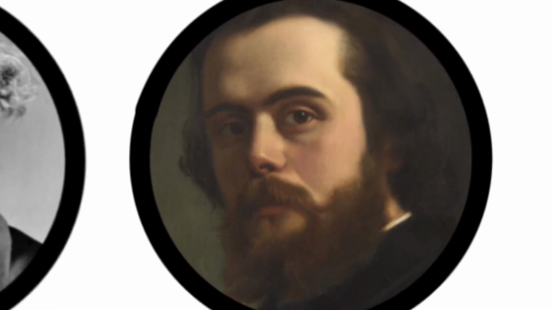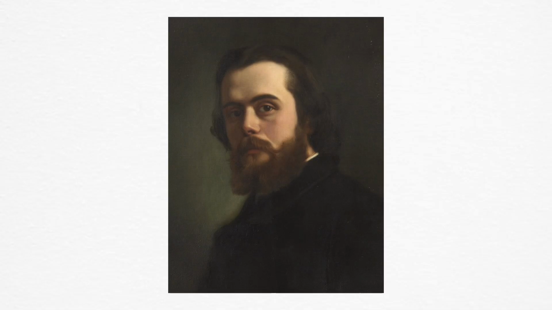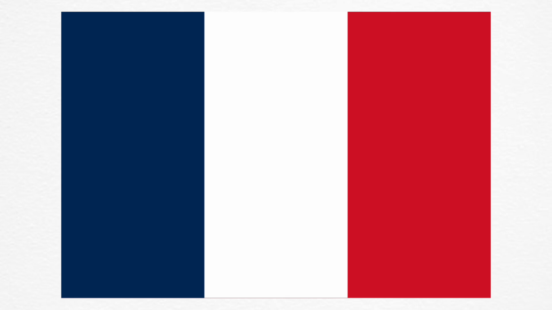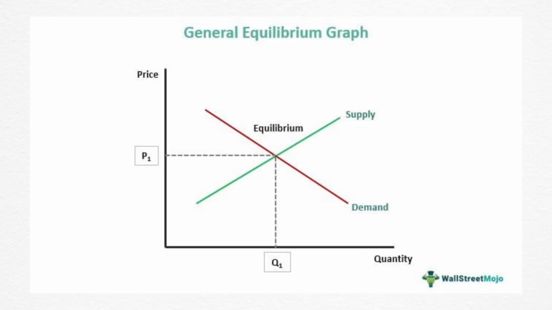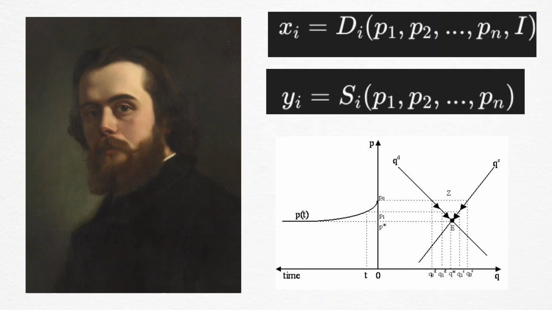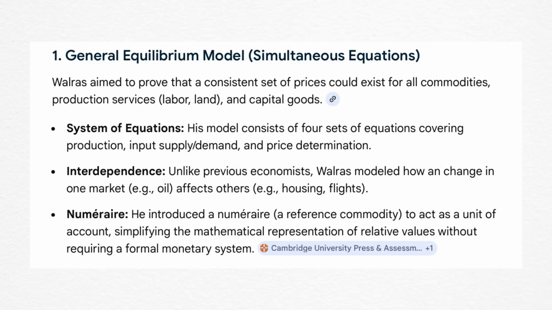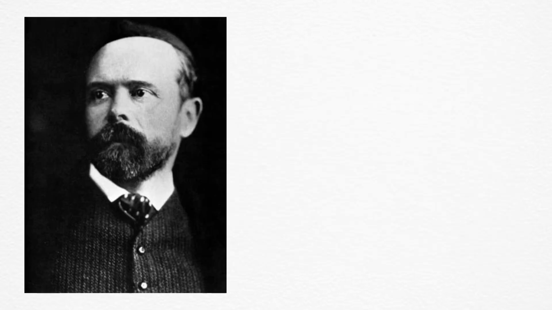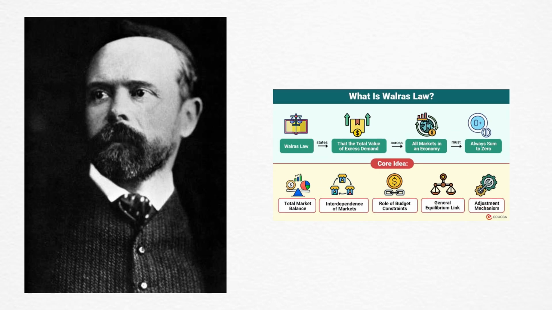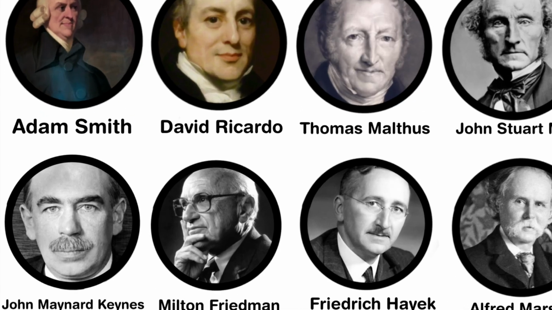Léon Walras. Léon Walras was a French economist born in 1834 who is known for developing general equilibrium theory. He used different mathematical models to show how different markets in an economy are interconnected and can reach balance at the same time. Walras was one of the first economists to apply advanced mathematics to economics, helping to shape the modern analytical approach used today.